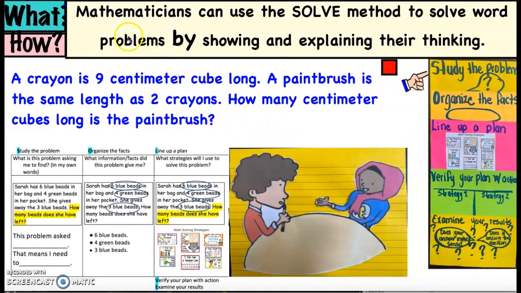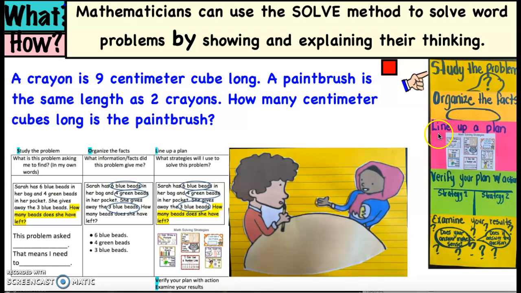So I want to remind you that mathematicians can use the solve method to solve word problems by showing and explaining their thinking. And as always, we're going to follow the solve method when solving our problem. We're going to first study the problem by asking ourselves, what is this problem asking us to find? And we're going to try to ask the question and say it in our own words. Then we're going to organize the facts. We're going to circle all important facts.